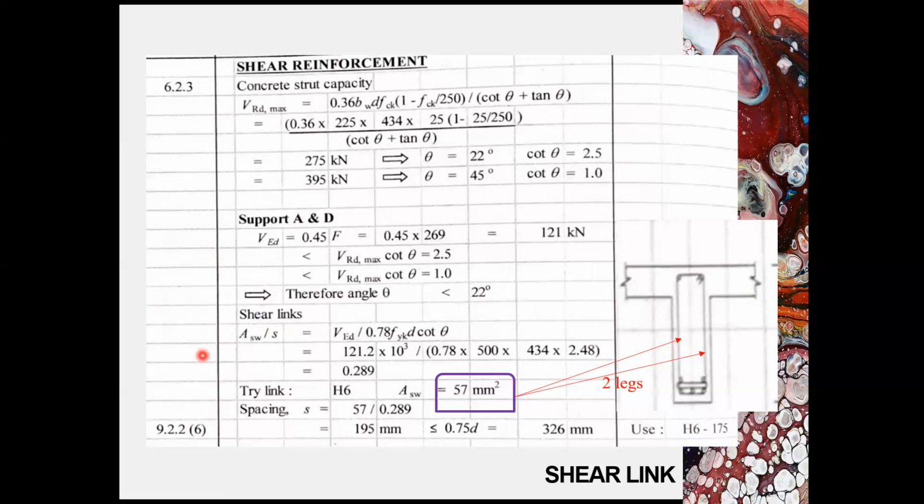And the spacing s shall be checked against clause 9.2.2 part 6, which limits the spacing of the link to 0.75 d. In this case, it's 326 mm. In no case shall the shear link be provided with a spacing more than 226 mm. So now, H6 at 175 mm center to center is suggested or proposed for support A and D.